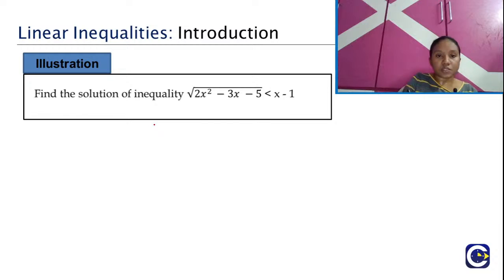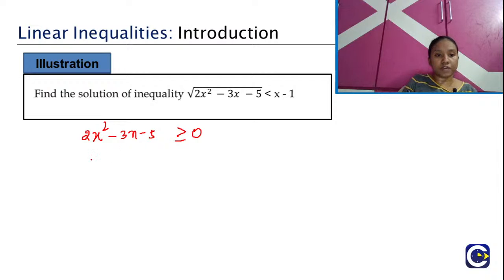So here, what is our square root expression to get the condition? 2x square minus 3x minus 5. This should be greater than or equal to 0. So let's just solve it. How can we do it? Minus 10 and the sum should be minus 3.